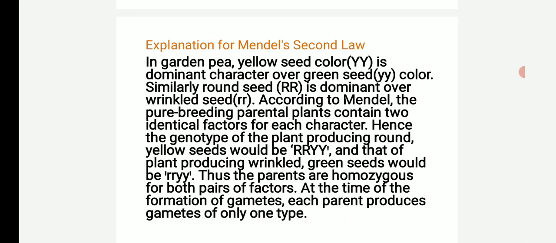According to Mendel, the pure breeding parental plants contain two identical factors for each character. Hence, the genotype of the plant producing round yellow seeds would be capital R, capital R, capital Y, capital Y, and that of the plant producing wrinkled green seeds would be small r, small r, small y, small y. Thus, the parents are homozygous for both pairs of factors. At the time of the formation of gametes, each parent produces gametes of only one type.